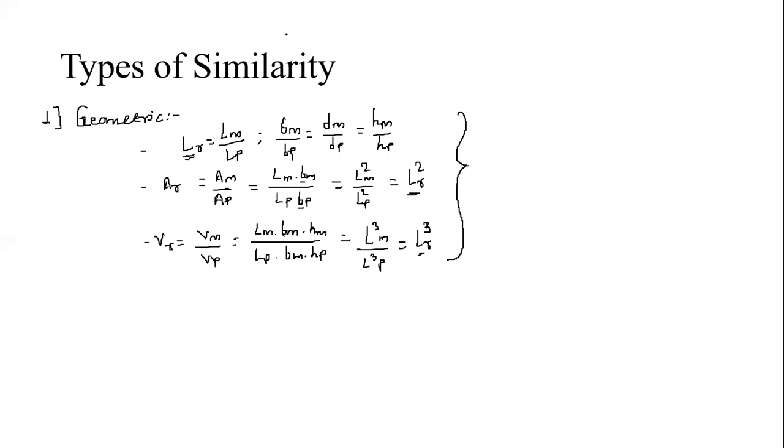The next similarity, that is the second one I would like to go for, that is a kinematic similarity. Kinematic similarity between the model and prototype. Now when to say there exists a kinematic similarity, firstly I would like to go for the meaning of the kinematic similarity. So what does it mean? It means the similarity of the velocity, then acceleration, of a flowing fluid.